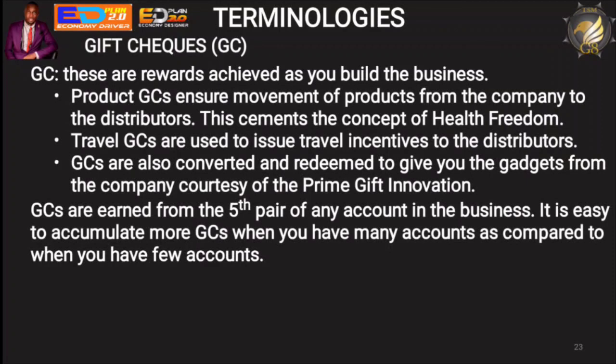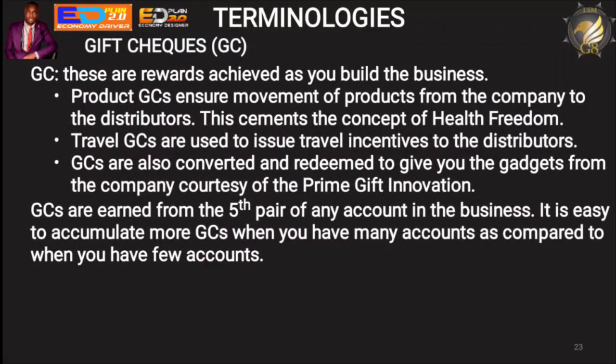So gift check, or GC. GC stands for gift check. These are rewards achieved as you build the business. Product gift check ensures movement of products from the company to the distributor. This cements the concept of health freedom. Our company realized that if we just give people money, and then tell them to use that money to buy products, they will not buy. So the company put in a system whereby products have to come to you, okay, automatically after it comes, like it has a cycle. That ensures that people get products.